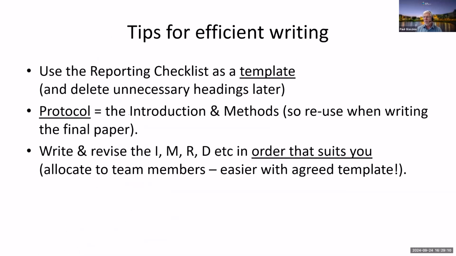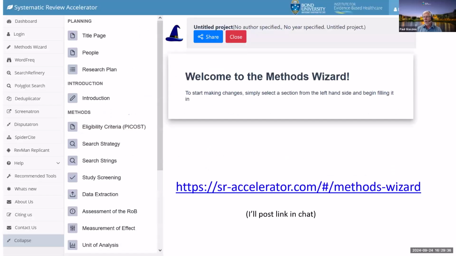Okay, so my main tips for efficient writing: use a reporting checklist as a template early on in the process, preferably right at the protocol stage, and then you can later on modify or delete the unnecessary headings that you don't want. Protocol is the IM of your IMRAD, so reuse that when you're writing the final paper, and then write and revise the IMRAD in the order that suits you and allocate the team members. It's easier with the agreed template.